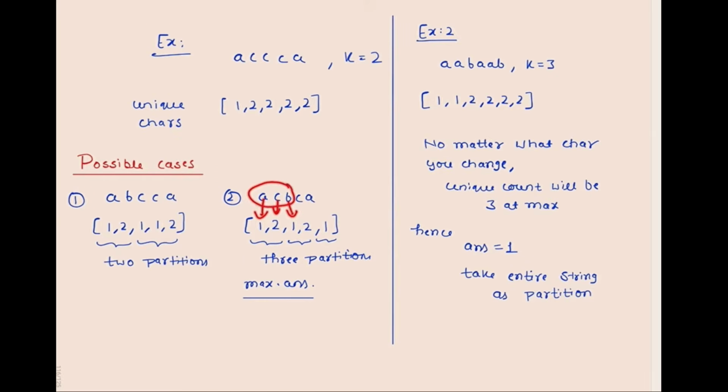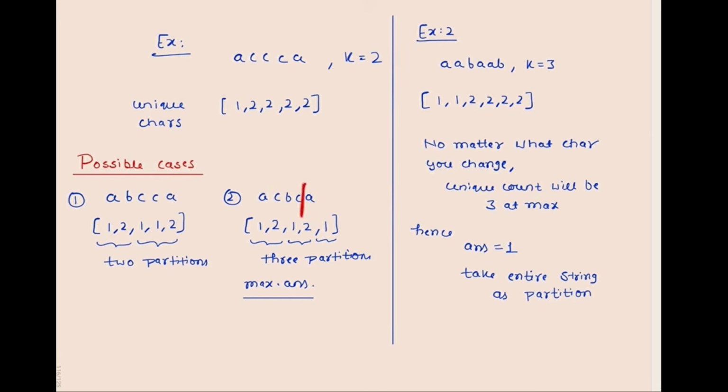Okay, the unique characters count will become 3, but we don't want 3, we just want 2 in a partition. So we will break the string from here. So here it is 2, and from B again we will start the count from 1. For C again it is 2, and for A again it is coming as 3. So BCA has 3 unique characters, right?